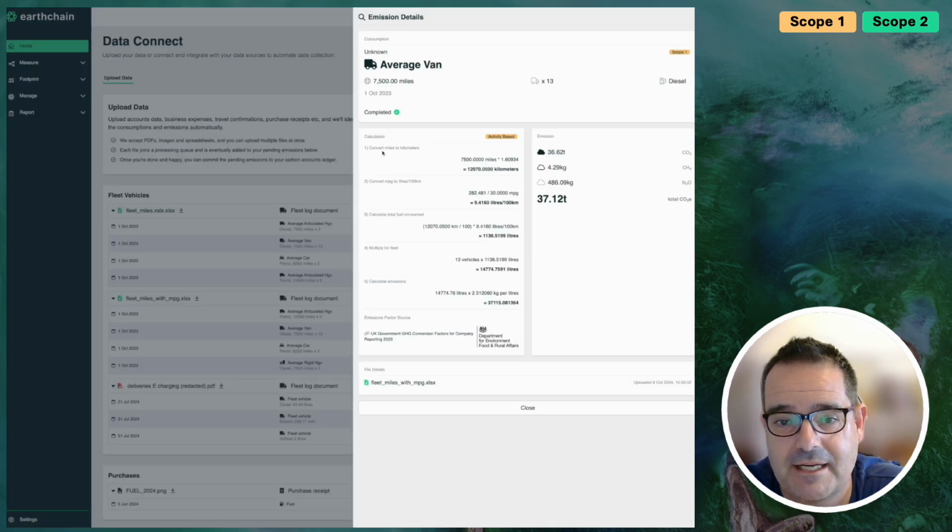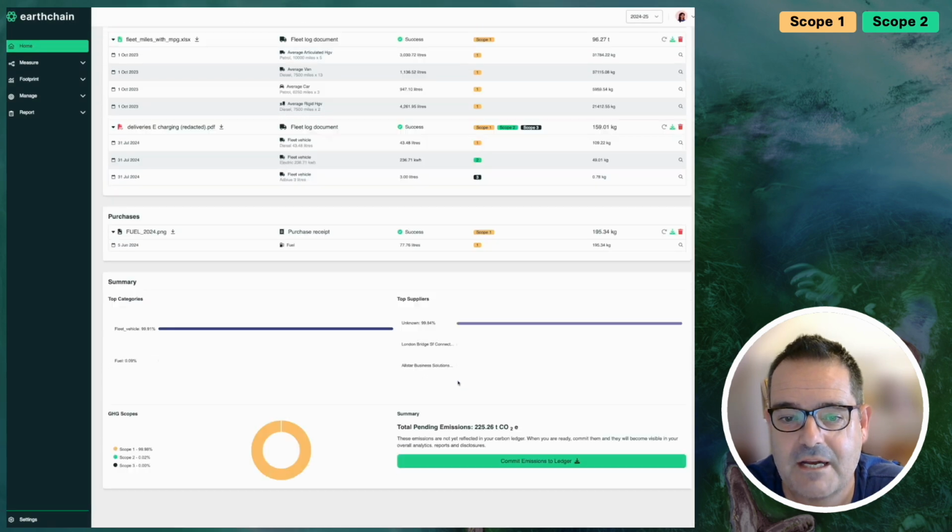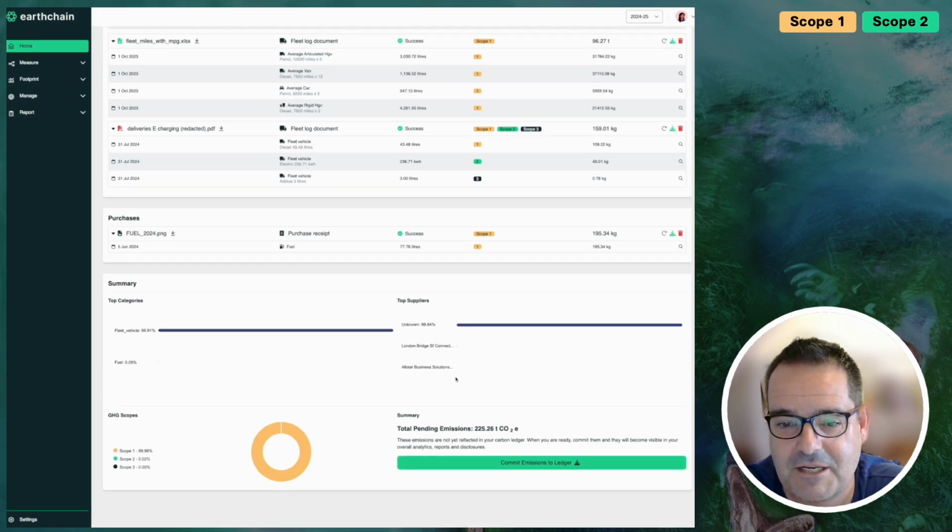Here we have a more complicated calculation. First of all, we convert miles to kilometres, then we work out what miles per gallon is in litres per 100, calculate the volume of fuel used, multiply that out by the fleet, and then look at the emissions factor and calculate the emission for that entire fleet. So there we go. All that flows into the Earthchain platform, and then you can commit it to the ledger to gain access to full analytics.